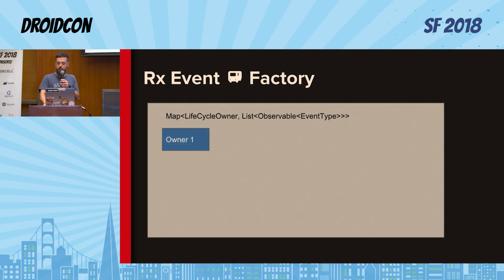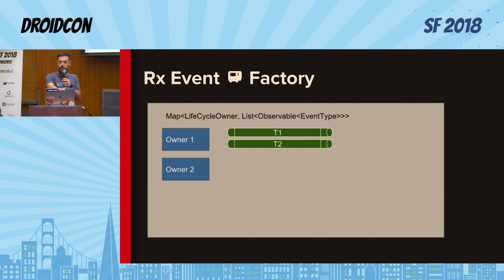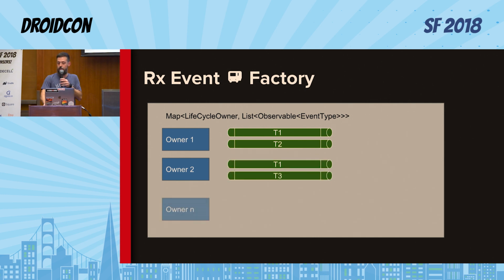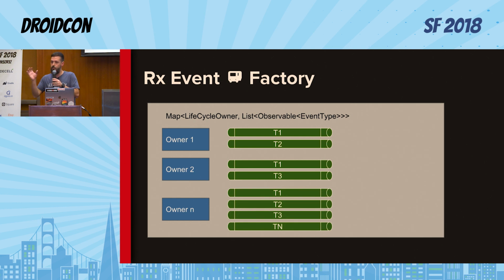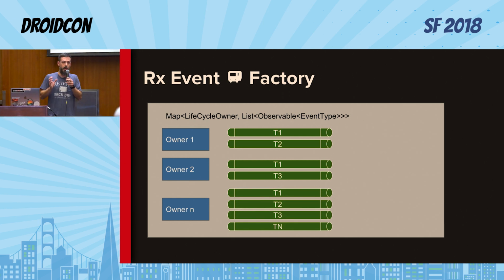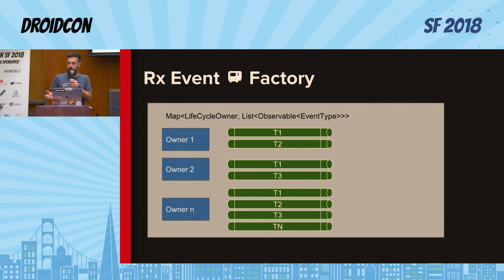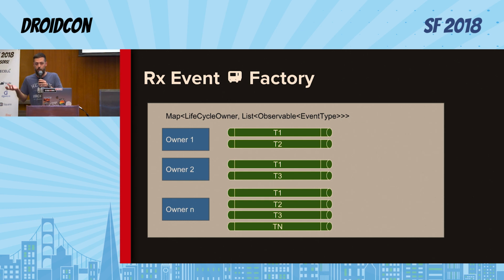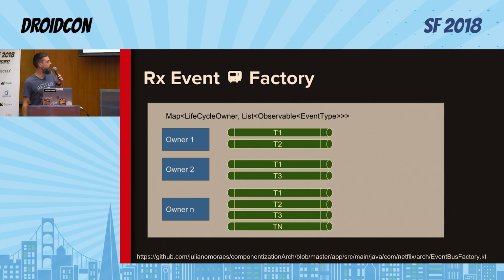And here's an example. Let's say that we have one owner that supports 2 types of events. It means that we are providing 2 buses to be used for that lifecycle owner. And that lifecycle owner will have a lot of components that can use these buses. Or you can have the same T1 for owner 2 and another T3. Or you can have a lot of buses to optimize if your UI is complex enough and you want to gain some performance on that. And that works for the basic case as well, where you use one bus to send an event. That scales very well. And we have the source code here if you want to check this out.